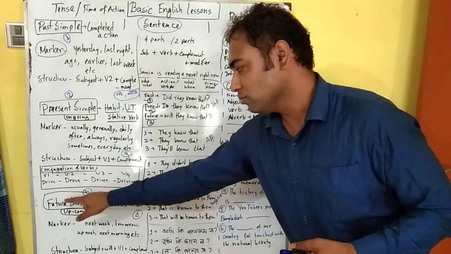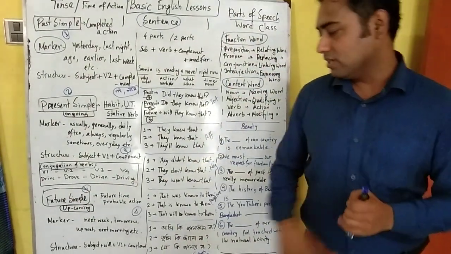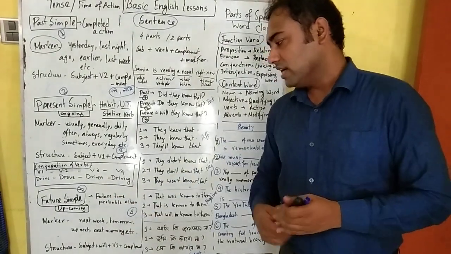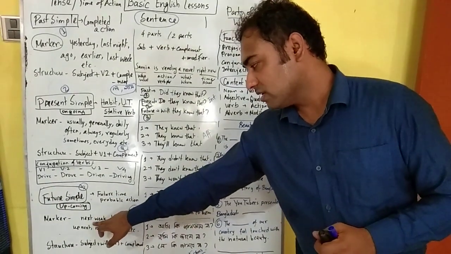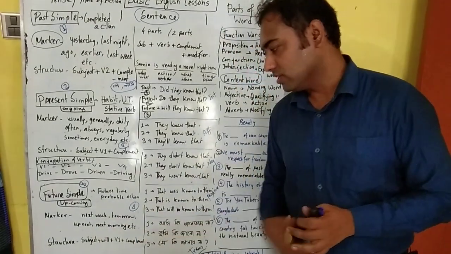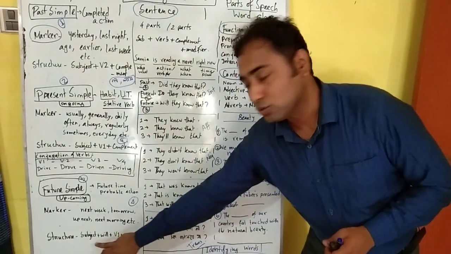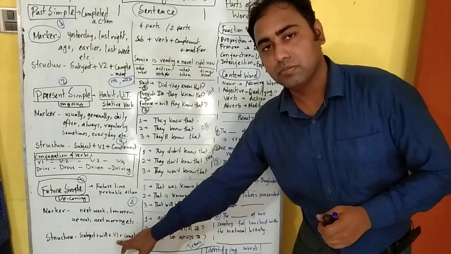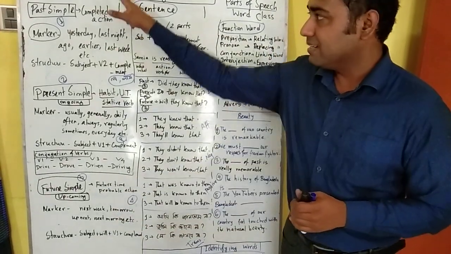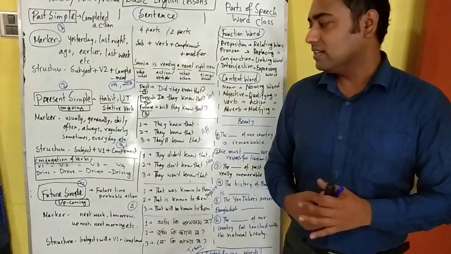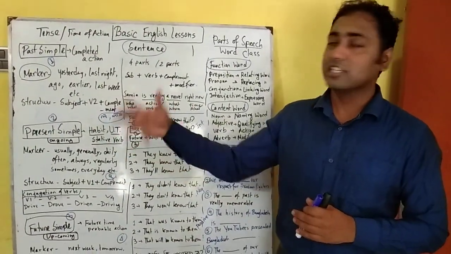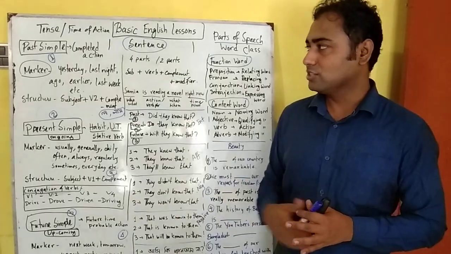So let's come to future simple. Future simple talks about future time, probable action, that is upcoming. As you can see the markers, next week, tomorrow, next morning, etc. So look at the structure, subject plus will plus verb in present form plus complement. So as we have discussed these things, there is something else needed to be added, like we need to discuss more about some other classes of tense.